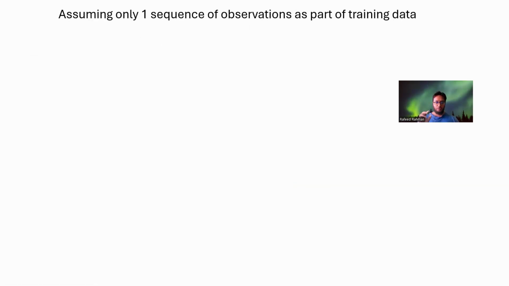First of all, we are going to assume a simple scenario where we have only one sequence of observations as part of training data. Understand that in the training data, we can have many sequences of observations. Maybe sequence 1 has 10 observations, sequence 2 has 5 observations, sequence 3 has 20 observations, I don't know. But just to keep things simple for now, we assume that there is only one sequence of observations.